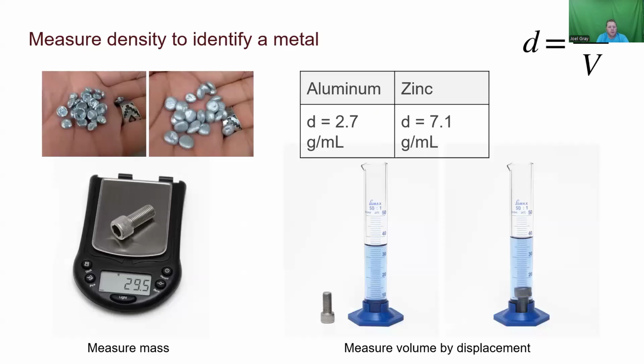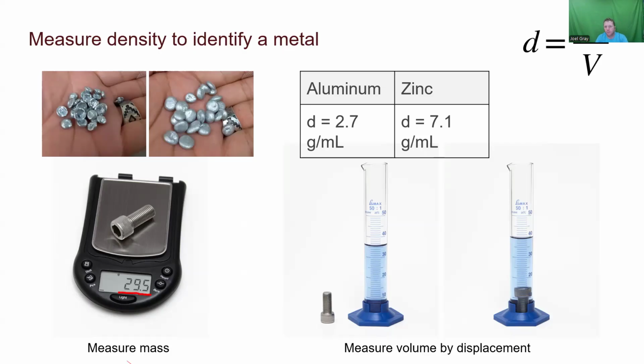Now, measuring the density to identify a metal. Remember, density is a physical property, so it can be used to identify something. Aluminum has a known density of 2.7 grams per milliliter. Zinc has a density of 7.1 grams per milliliter. Here we have an object that's 29.5 grams.